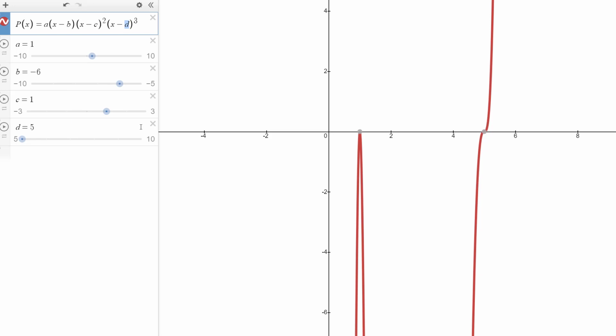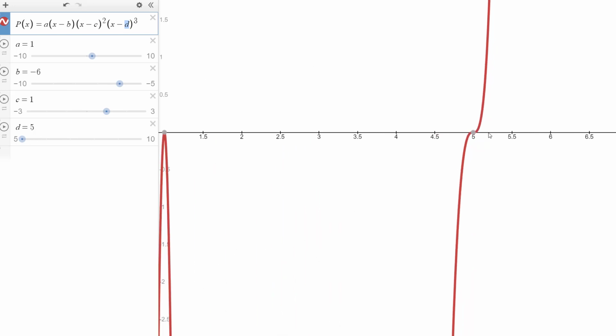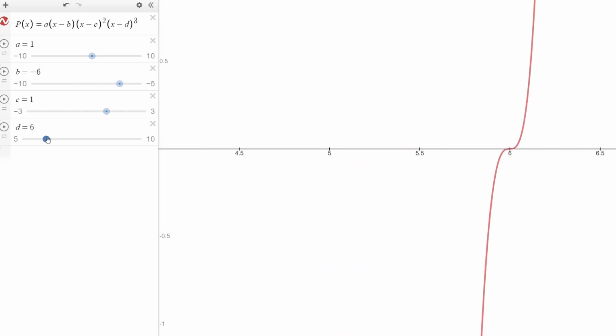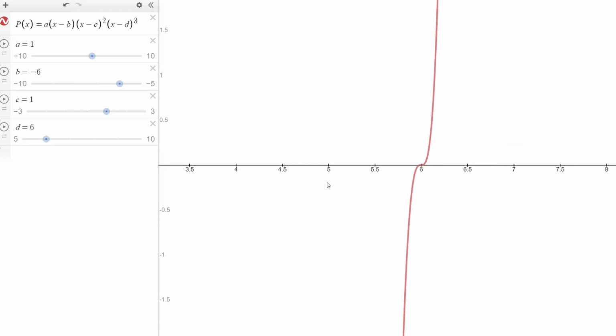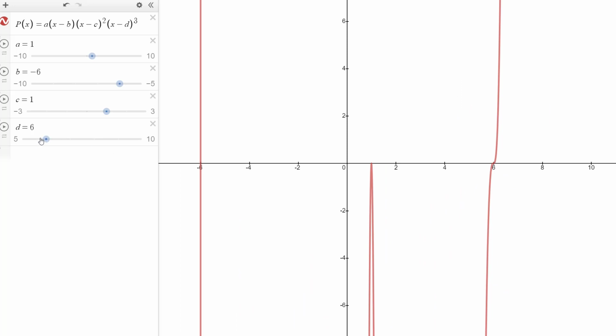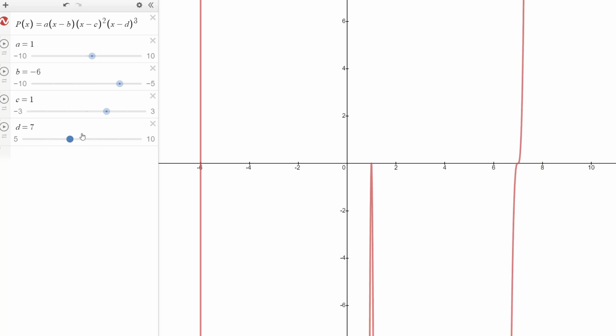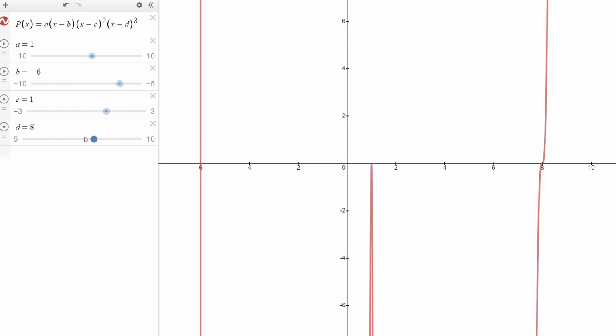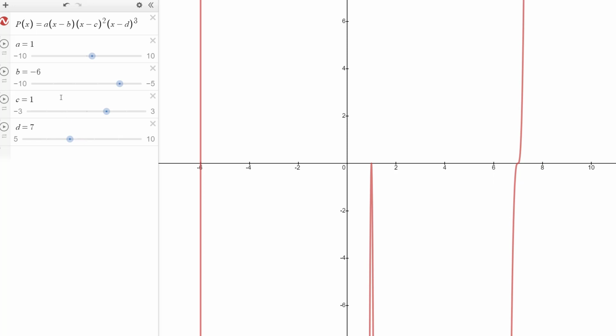And finally, the d value right here, well, right now we have that set as 5. And if you look at our graph, yep, it's crossing at x equals 5, or intersects the x-axis at x equals 5. If I move that over to 6, it sure will follow that advice and move over to 6, and so on and so forth. So you should be able to conjecture that the roles of B, C, and D are that they tell us the x-intercepts.